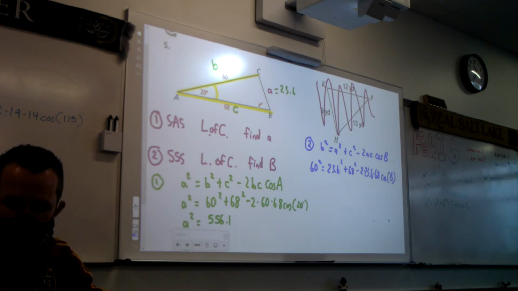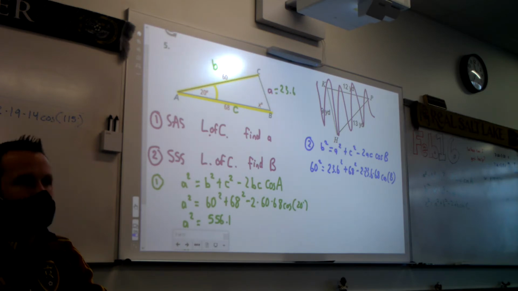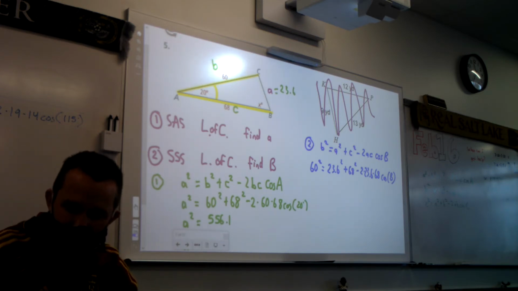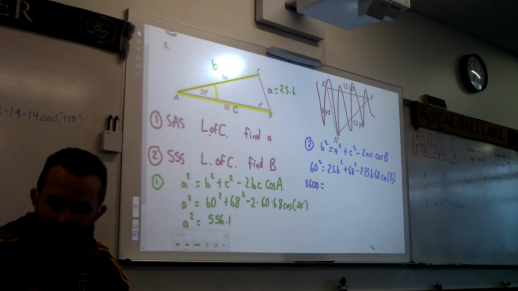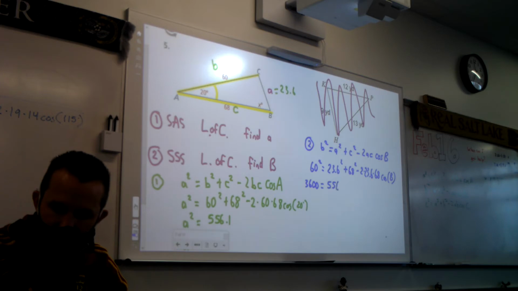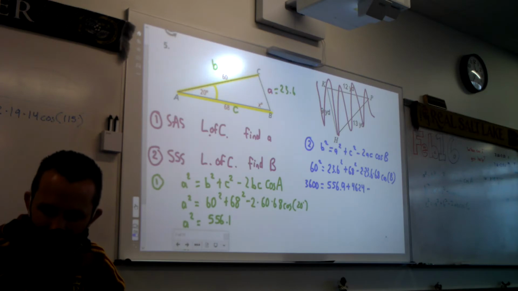Alright, we're going to get some help here. David, will you do 60 squared? And then Oscar, you do 23.6 squared. Let's just go to one decimal. And then Brian, you do 68 squared. And then Eleanor, you do negative 2 times 23.6 times 68. Alright. David, what'd you get for 60 squared? Awesome. Okay, Oscar's 23.6 squared. Great. And then Brian, 68 squared. 4,600. Awesome. And then Eleanor, the last part.